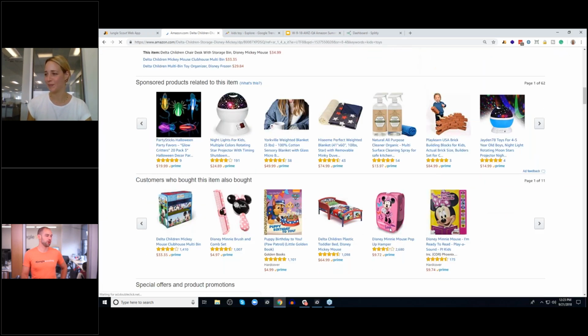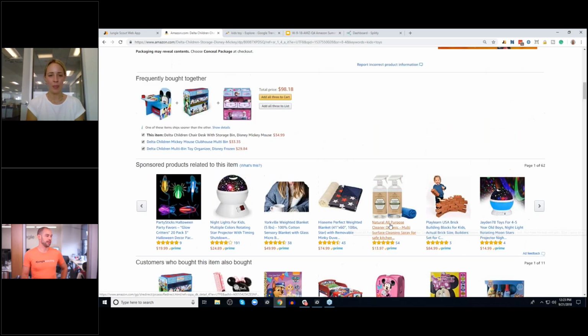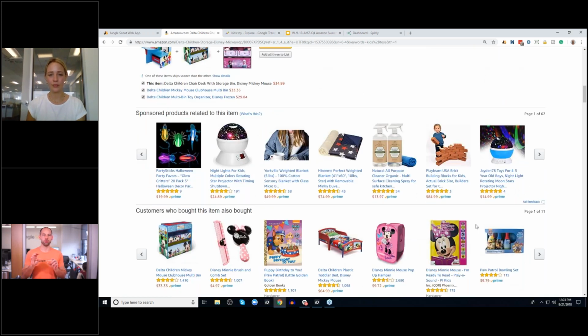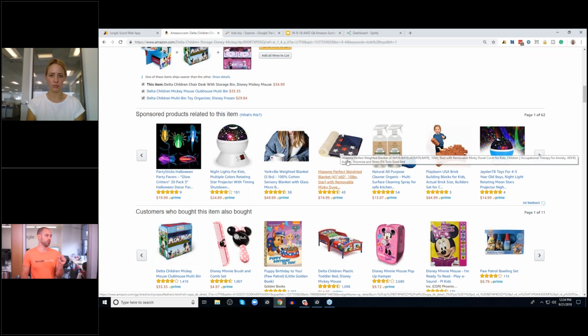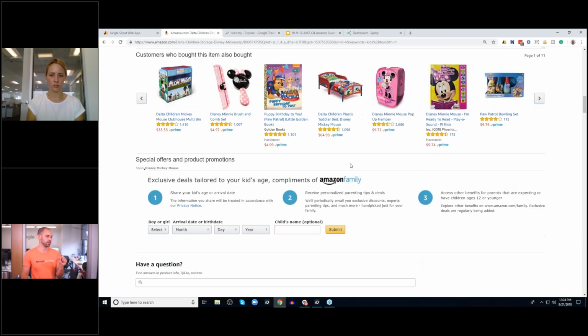Okay. So when you run that report, the way that the user landed on your listing is through this section right here, sponsored products related to this item. So if I were to click on one of these, this is a sponsored products section. If I were to click on these, in your search term report, when you download it, it would have the ASIN of this particular listing.